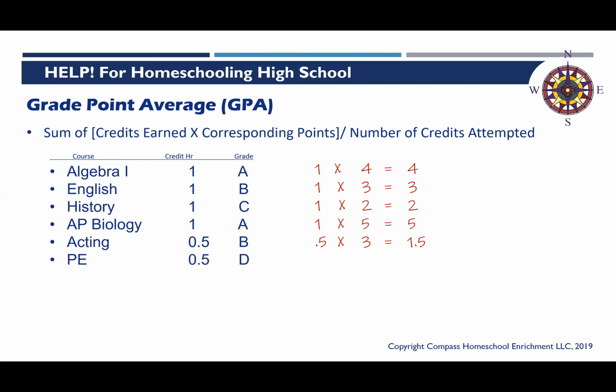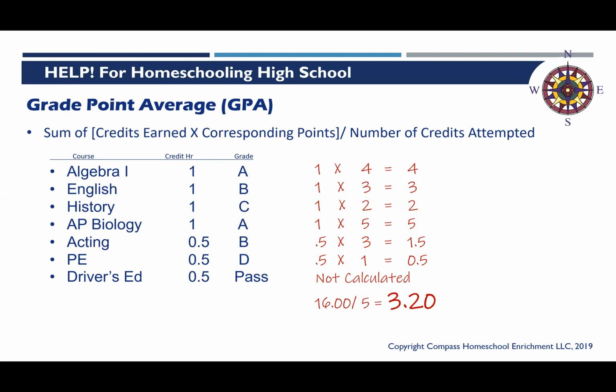And the student took a semester of PE and got a D. So a semester is a half a credit times only 1 quality point for a D. Half times 1 is equal to 0.5. Student took driver's ed and passed, but it is not included in the calculation. Now we add these up, and what we get is a total of 16 quality points divided by 5 hours attempted. 16 divided by 5 is 3.2. This student earned a GPA of 3.2.